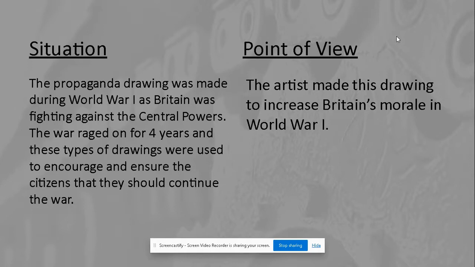Situation. The propaganda drawing was made during World War One as Britain was fighting against the Central Powers. The war raged on for 4 years, and these types of drawings were used to encourage and ensure the citizens that they should continue the war. The artist made this drawing to increase Britain's morale in World War One.